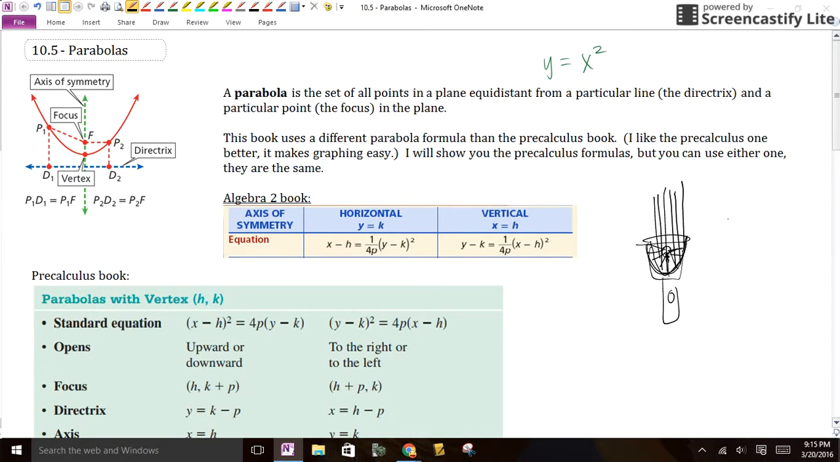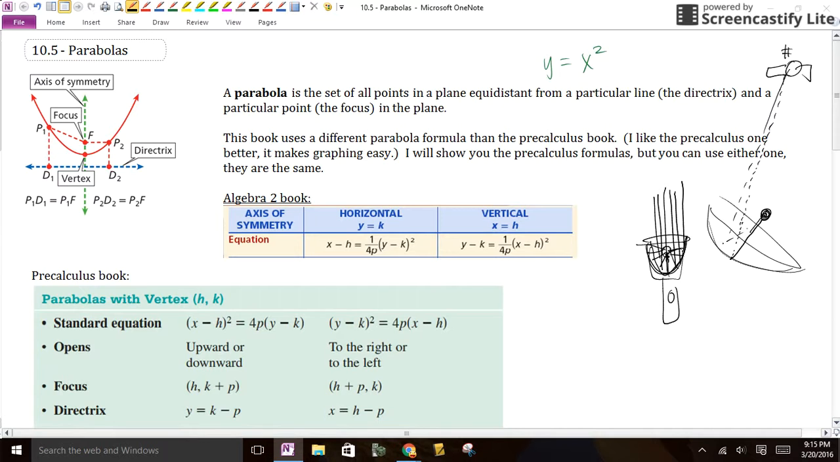Or at my house here, I have DirecTV, and it has a parabolic antenna, and they put the receiver right here at the focus. And so there's this satellite up here in space, flying around and sending down the DirecTV signal so I can watch the Sharks games. And what happens is no matter where it hits the parabola, it'll bounce off. So I get this super clear picture, right?